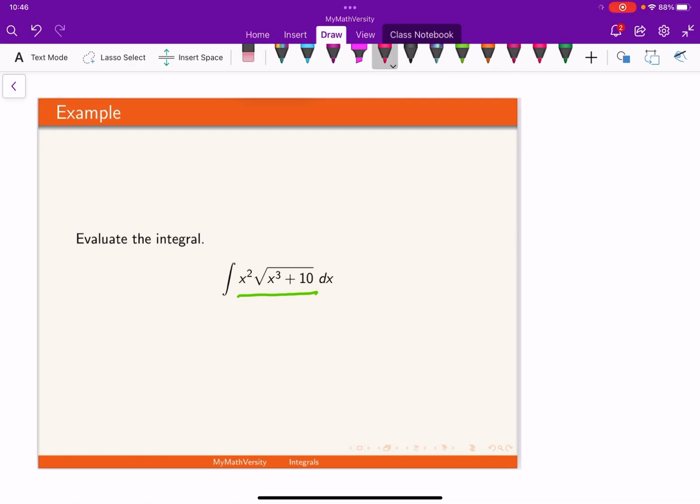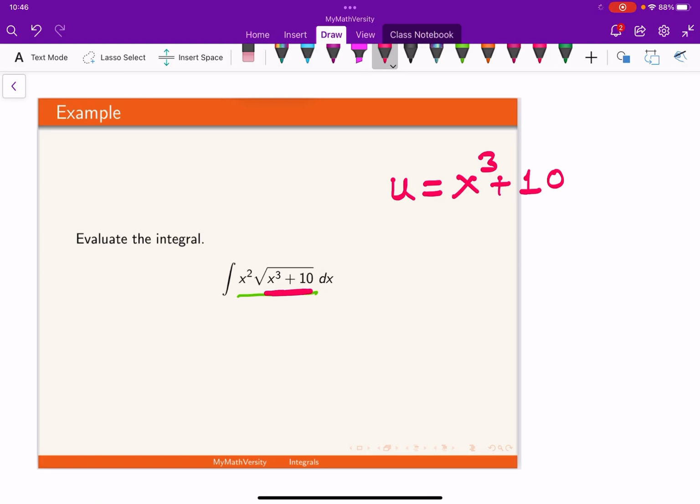Because under the square root sign we have x cubed plus 10, I just want to suppose that is u. So if I suppose that u is x cubed plus 10, with the help of this I want to write down this given integral in a much simpler form, and let's see if we can do that.